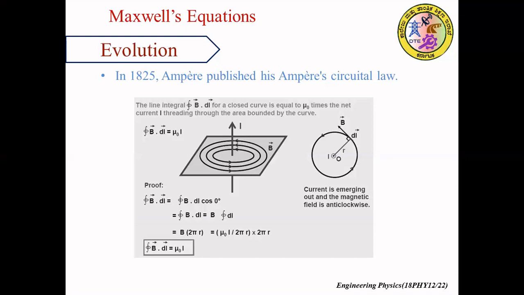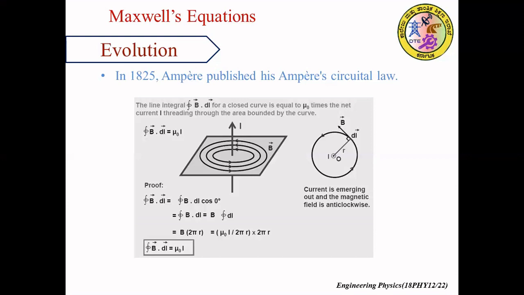We have a circular loop, and B is the magnetic field intensity at a point with the length dl. So the total magnetic field around the circular loop will be equal to B dot dl. If we integrate this B dot dl over the entire loop, that gives us the total magnetic field. So this is the Ampere circuital law.